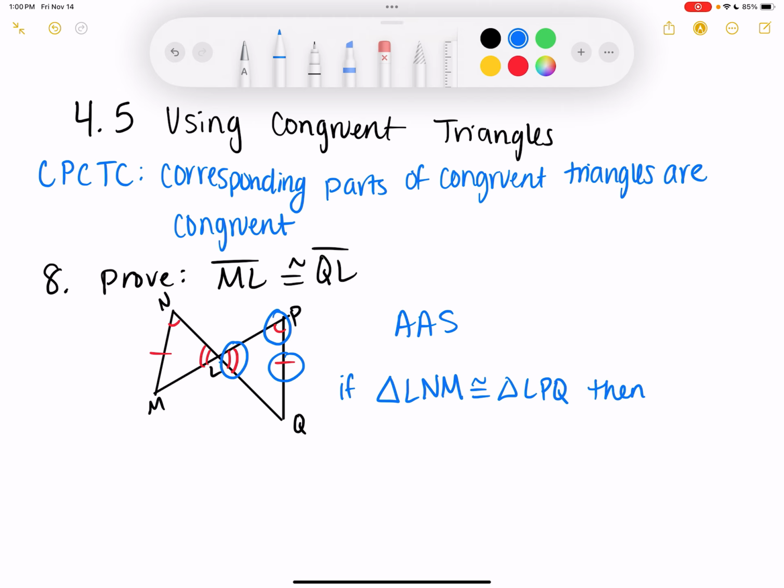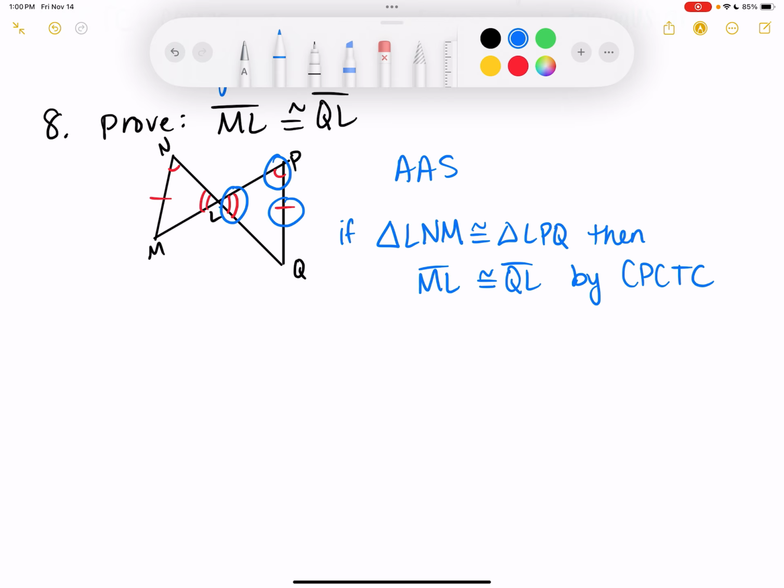Then I can say that ML is congruent to QL by CPCTC, because this is a corresponding part of triangles that we know are congruent, so they have to be congruent pieces. Now, this won't be the reason for all of them. It just happens to be the reason on this one. Notice it says prove, but I'm not actually writing a proof on this one. I'm just following what the instructions tell me to do.